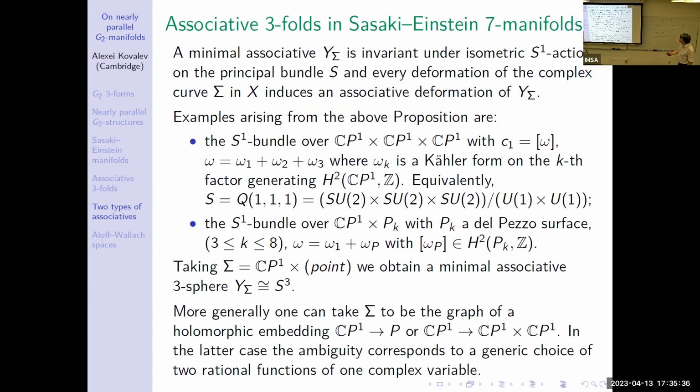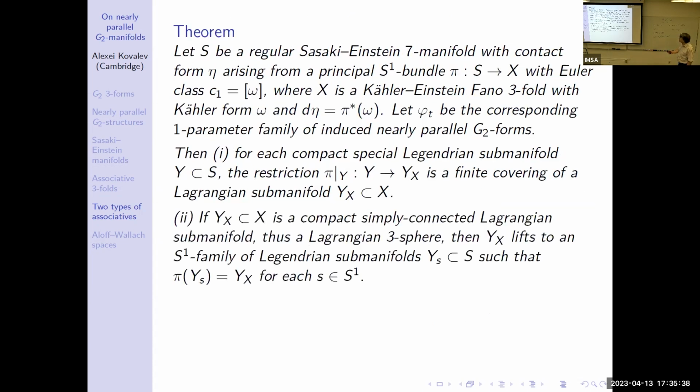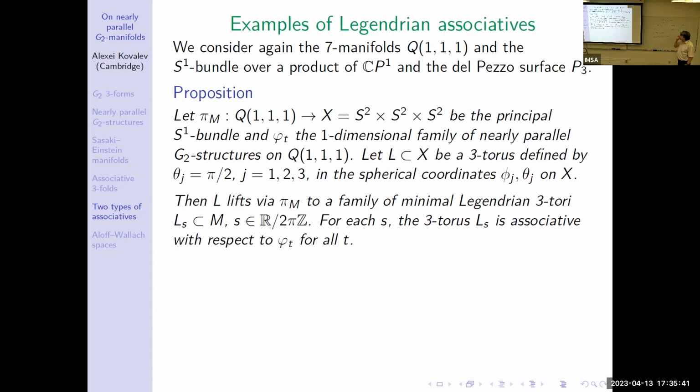So this is a circle bundle, and then we can take a three-torus defined by identifying CP1 with a sphere, using standard spherical coordinates, which is a way to express an equatorial circle in each sphere. And so the product of three circles will give us a three-torus, and that leads to a one-dimensional family.